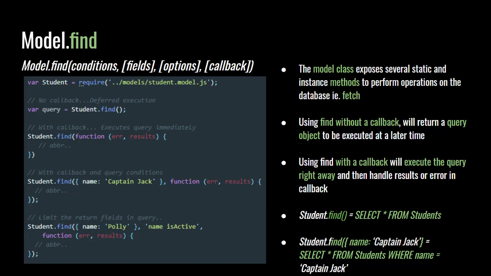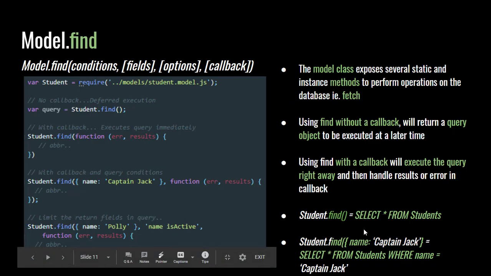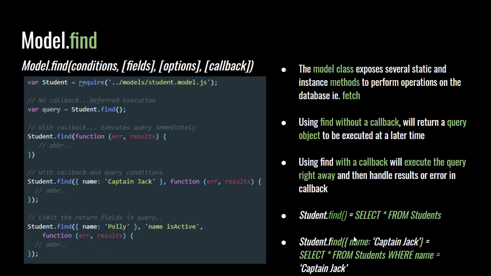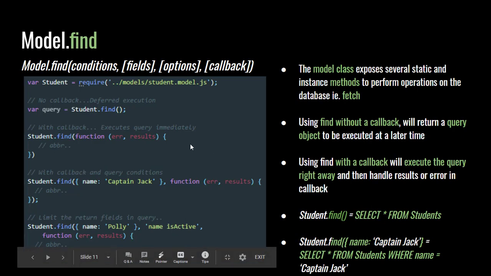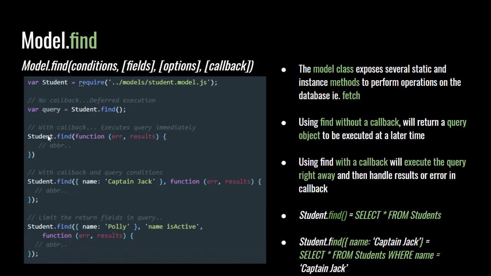And when you are using this find filter down at the bottom here, so find, and then you have a parameter, say name Captain Jack from Pirates of the Caribbean, it translates down to select star from students where name equals Captain Jack. So here there's no callback. It defers the execution to a query method, and you can use that later on using .exec. If you have an error-first callback, it executes right away. So the find gets triggered, and whenever it comes back, the callback gets handled.